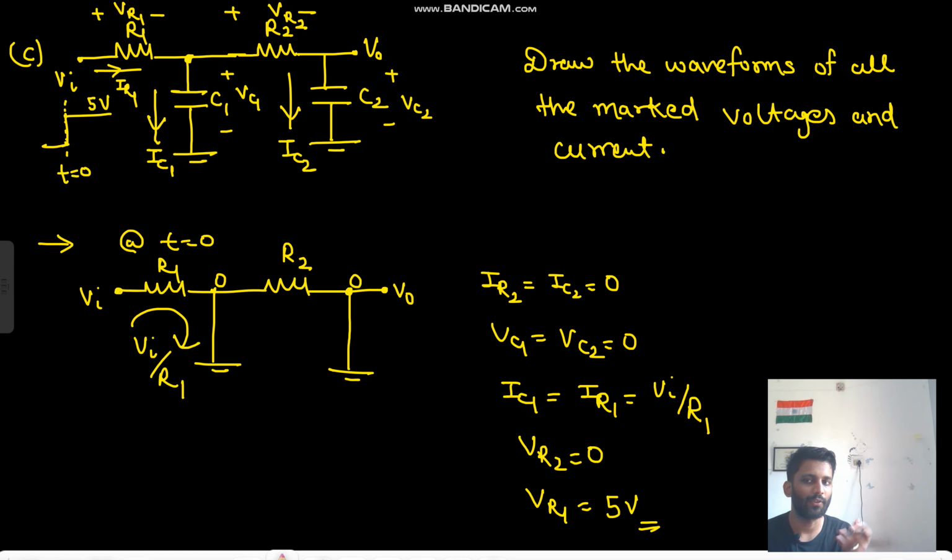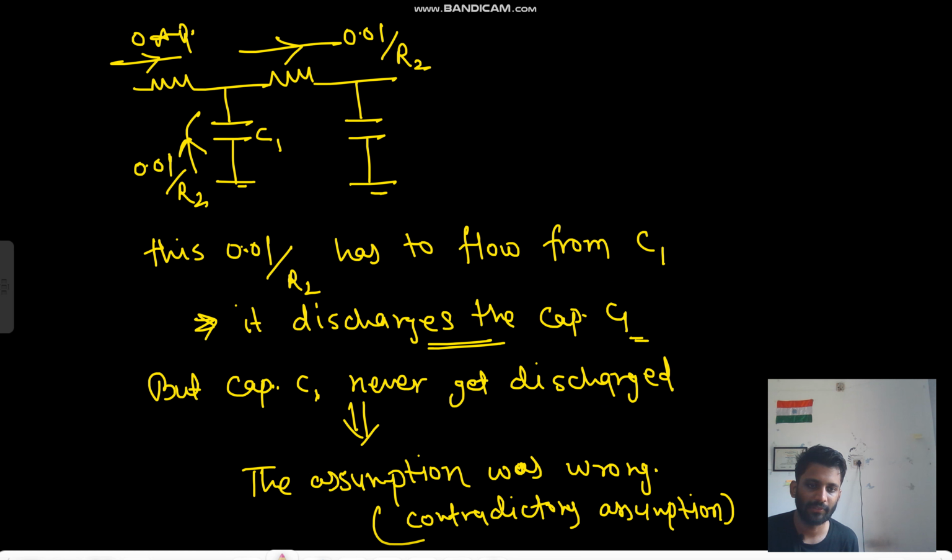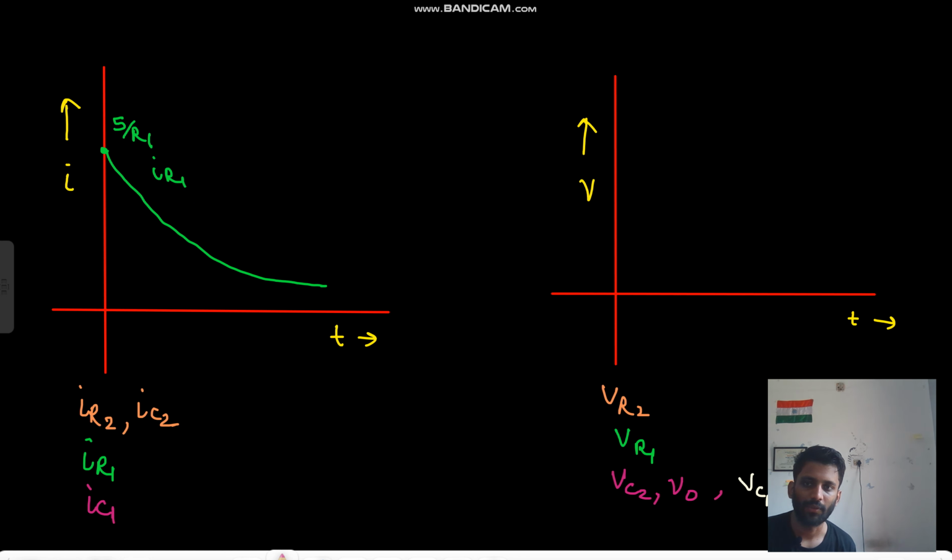But IC1 will always be lesser than IR1, right? Because IC1 was IR1 minus IR2. That shows your IC1 was lesser than IR1. So it starts from this value and goes down to 0.